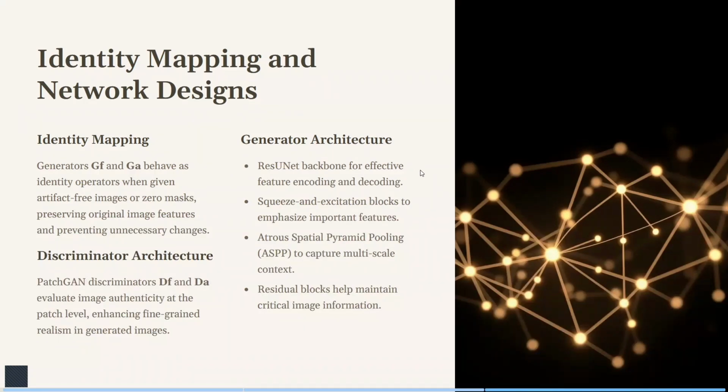To sum up, CAPTURE-GAN is a robust framework that not only removes artifacts but does so in a way that preserves diagnostic content. The dual cycle mechanism, identity mapping, and carefully designed architectures work together to make this possible.